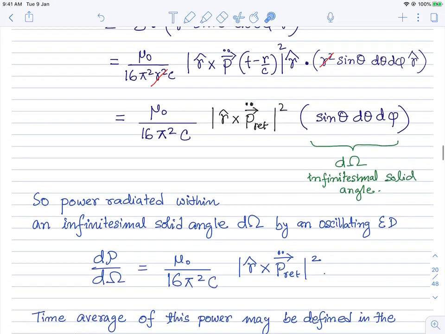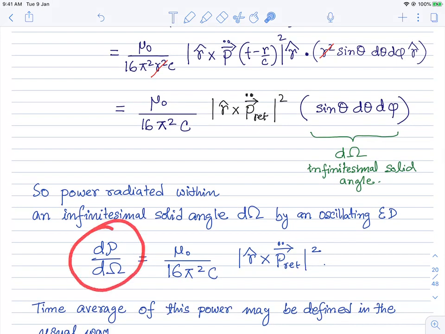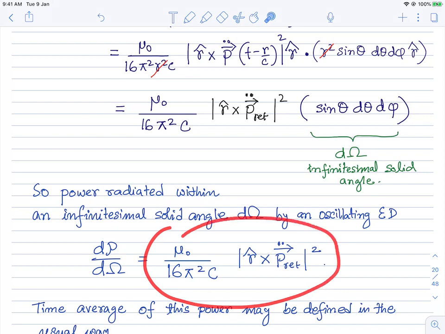But this object, dP d omega, as you can see, is independent of r. Okay, that means that this amount of power per unit solid angle that leaves the fields and moves away to far off infinity is always constant, no matter how far you are. So these radiation fields are the fields that are leaving the sources and moving out to infinity.